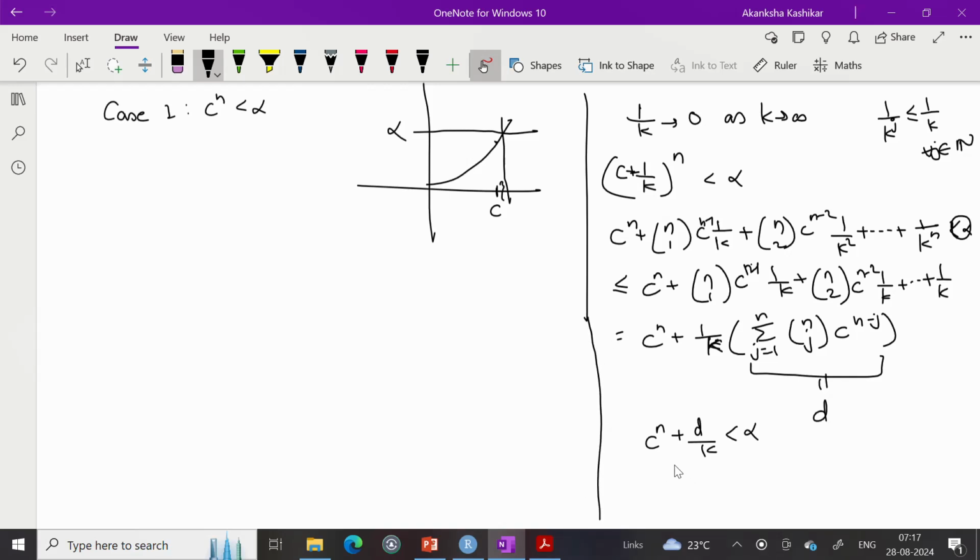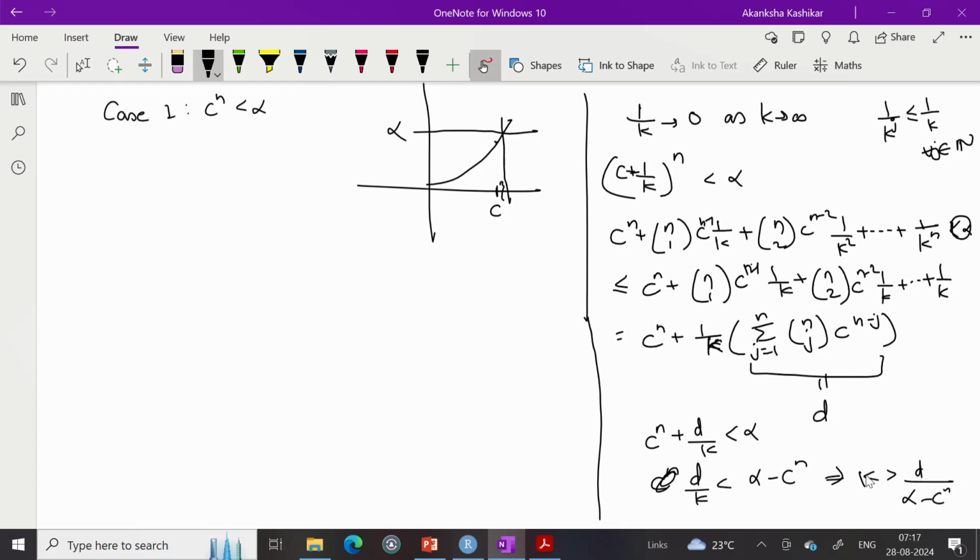Okay, and can we do that? So we want d by k to be smaller than alpha minus c raised to n, that is, we want k to be larger than d upon alpha minus c raised to n. So we want to find a natural number larger than this constant. Again, AP1 helps me.